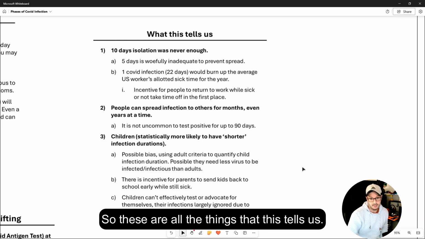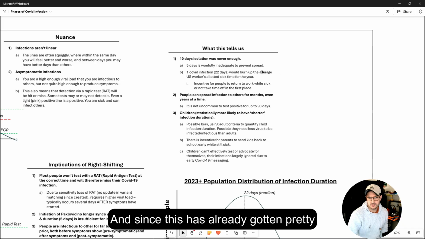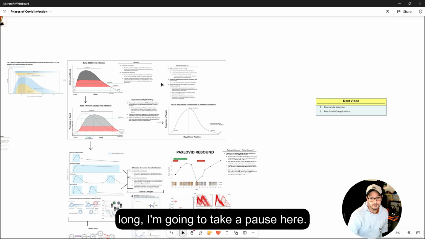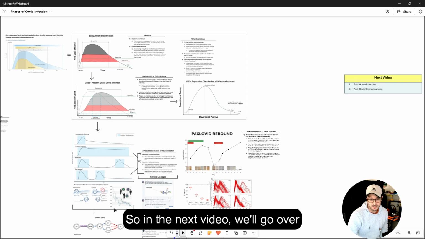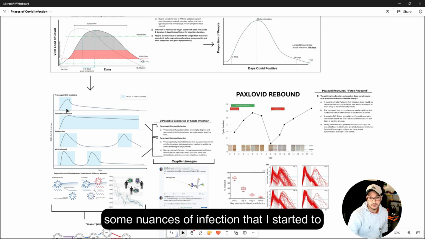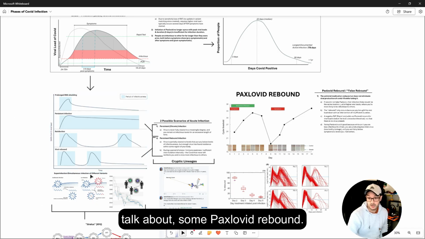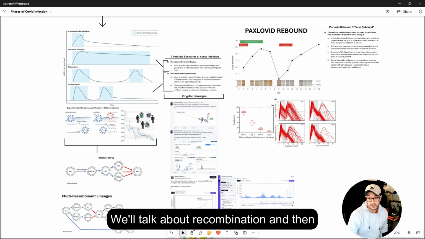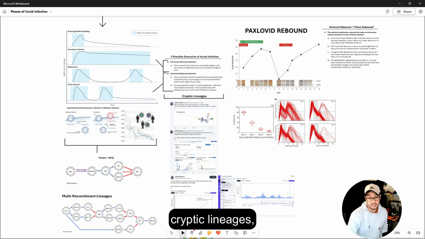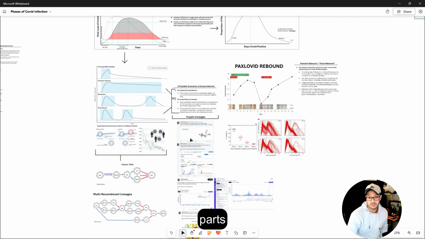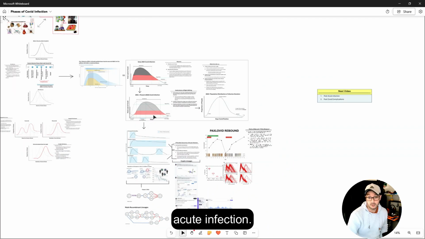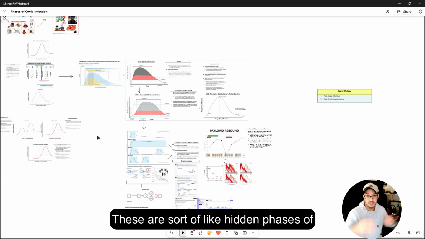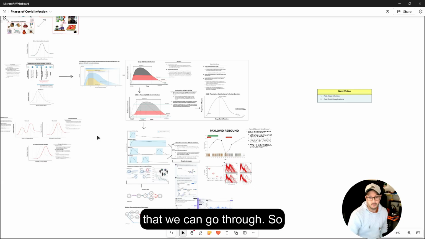So these are all the things that this tells us. And since this has already gotten pretty long, I'm going to take a pause here. So in the next video, we'll go over some nuances of infection that I started to talk about, some Paxlovid rebound, we'll talk about recombination and then cryptic lineages, as these are all parts of acute infection. These are sort of hidden phases of acute infection that we can go through.